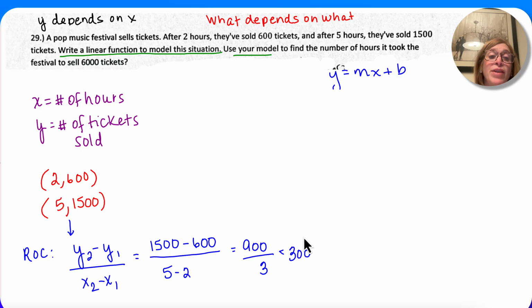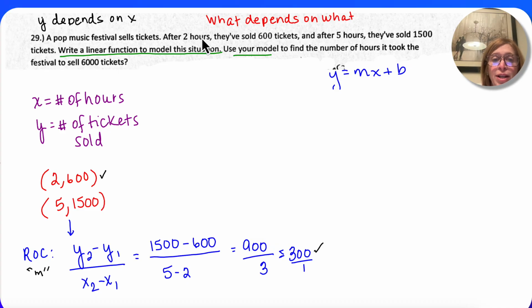So for every hour, think of it as 300 over 1, that means for every 1 hour, I'm selling 300 tickets. Now we have to write our model. We have a point and a slope, because remember, rate of change is just another name for slope. If I have a point and a slope, I tend to use point-slope form to write my initial equation.